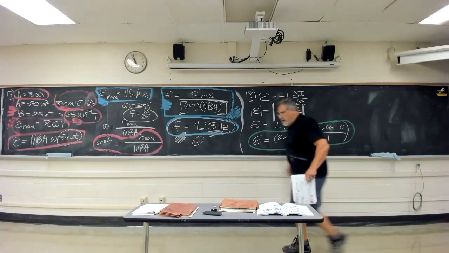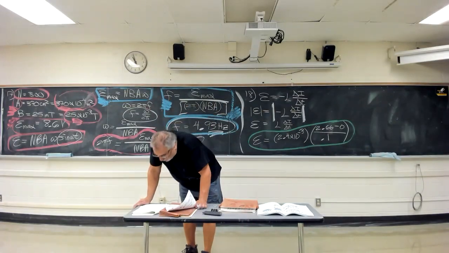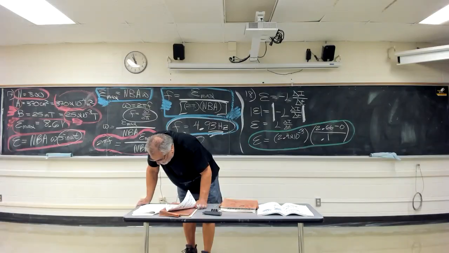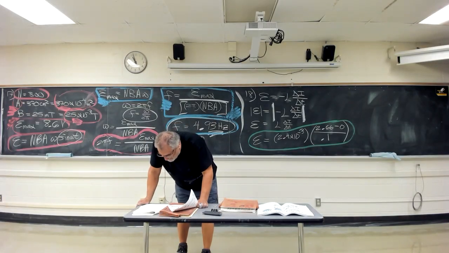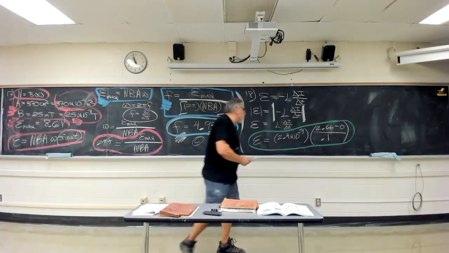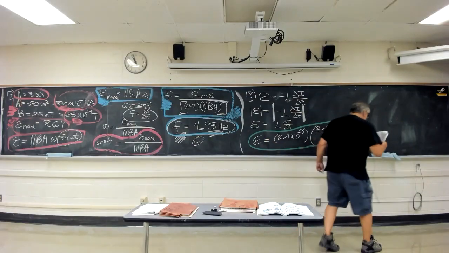It started at a certain point and got up to a certain point, or fell to a certain point. Here it started from 0 and went to 2.66 amps in a tenth of a second. What is the induced EMF in the coil? That's all they're doing, guys. So it's good to know this stuff. It's really good to know it.